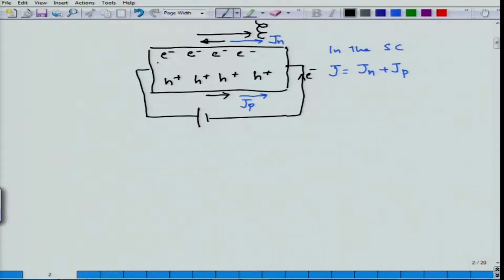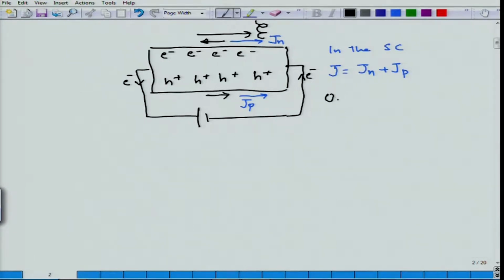On this end, there is no problem, because these electrons are coming to this contact, and hence they can continue to move in this direction and provide the current in the outer circuit. So, the electrons in the outer circuit are the carriers which are moving in the outer circuit and compensating for both the electrons in the semiconductor and the holes in the semiconductor.